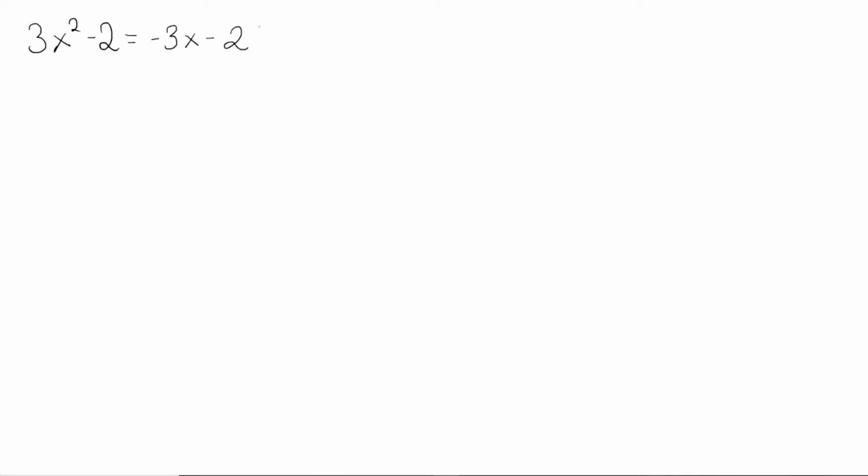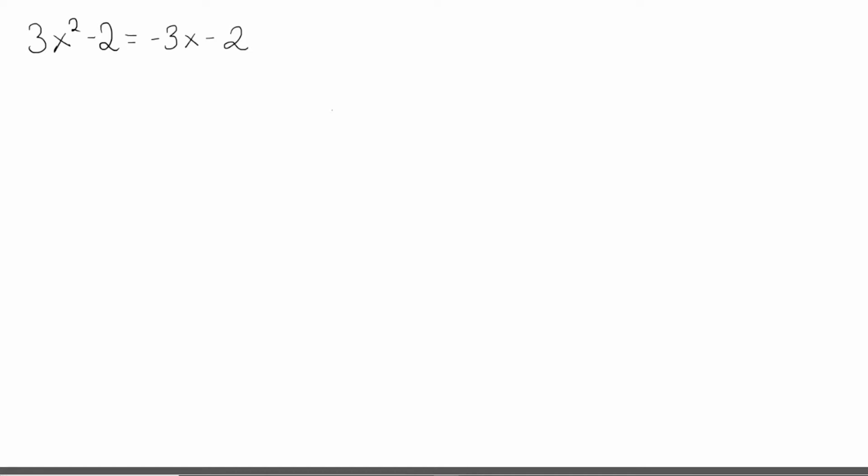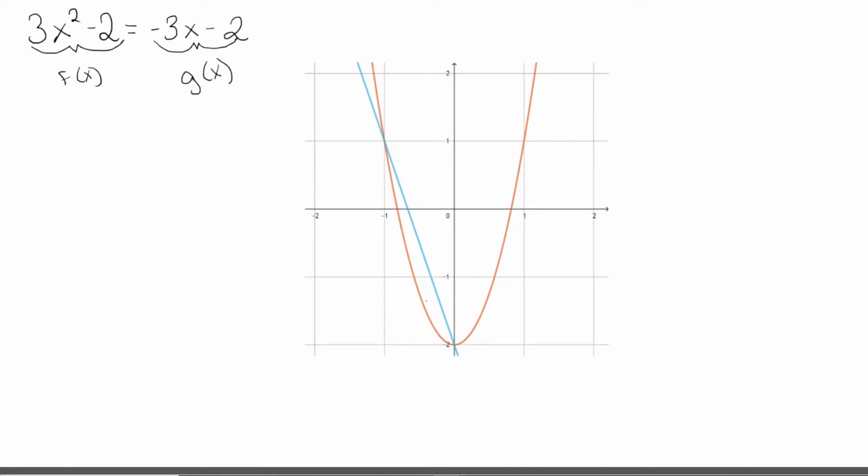Let's look at this equation here. 3x squared minus 2 is equal to negative 3x minus 2. In this case, we want to graph our first function, the one on the left. We will call f of x, and the one on the right, we will call g of x. If I graph these, this right here is the graph that I get. The curve is f of x, and the line is g of x.